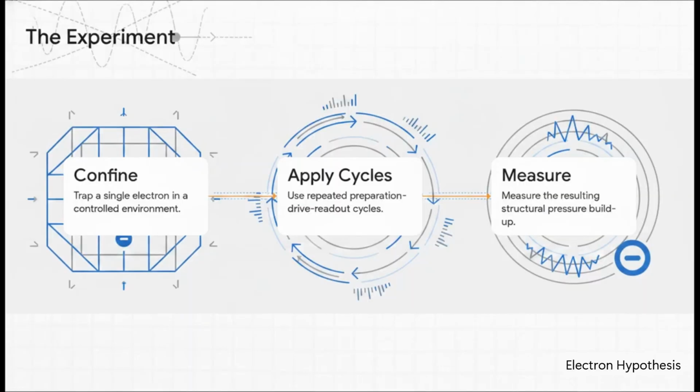Let's walk through the simple 1-2-3 flow of how this experiment would actually work in the real world. Step 1. You trap a single electron in a highly controlled environment, like a magnetic device called a Penning trap. Step 2. You apply a very specific, repeating rhythm of energy to it. This is a cycle of preparing it, driving it, and reading it out. And Step 3. You measure the resulting structural pressure.